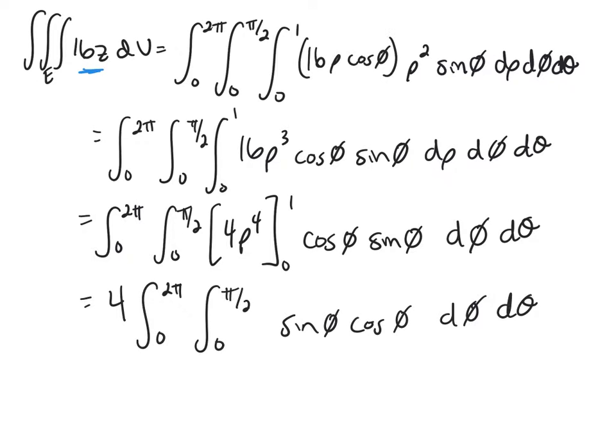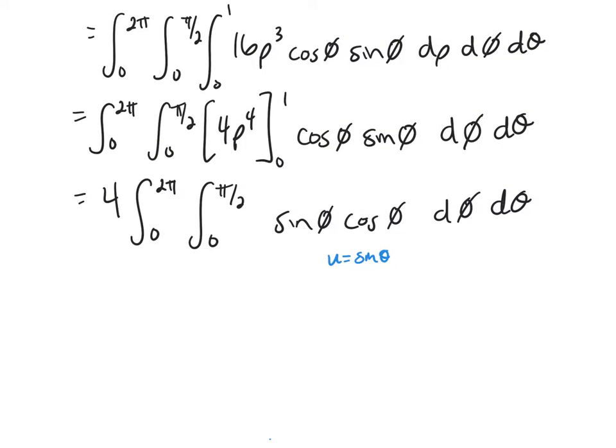Okay, and then I do a u substitution, u being sine of phi. So when I integrate, this becomes 4, the integral from 0 to 2 pi, sine squared phi over 2. Sorry, not theta, that should have been sine of phi.